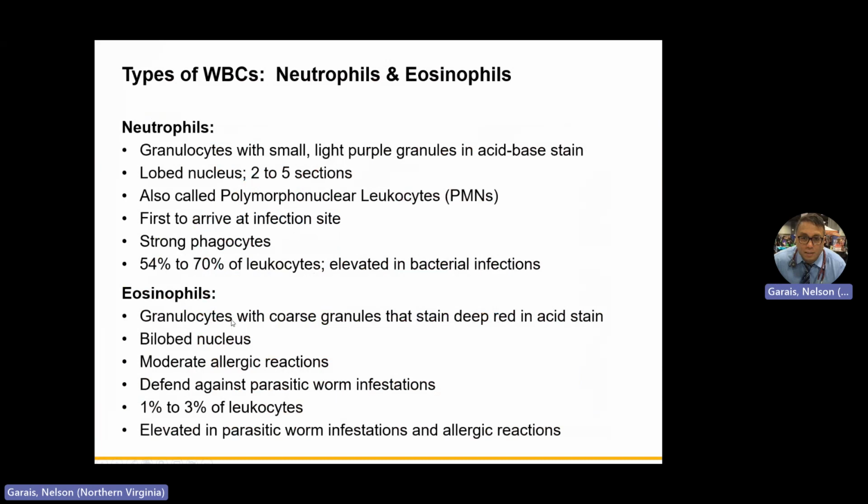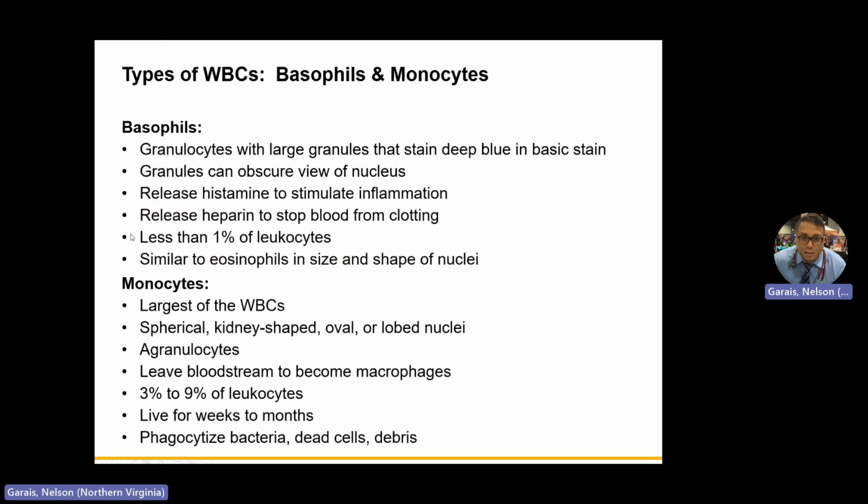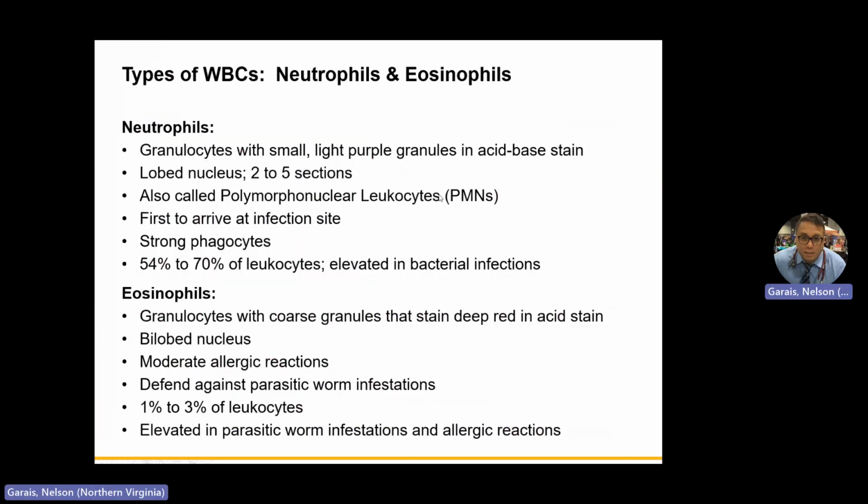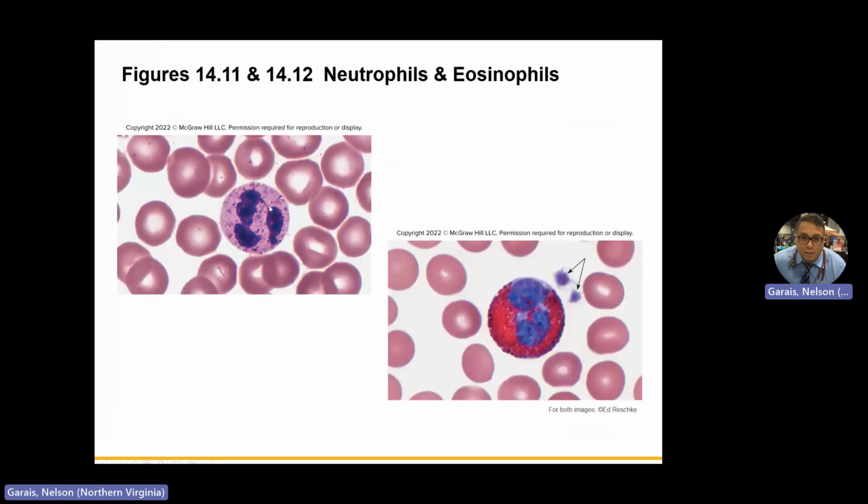Know the difference between your differential: neutrophils, eosinophils, and basophils. They are all part of your granulocytes. Your neutrophils, also known as PMNs, are the first ones to fight, have very strong phagocytic capabilities, and are elevated in bacterial infections. Eosinophils have a bilobular nucleus versus your multilobular nucleus, as pictured here.